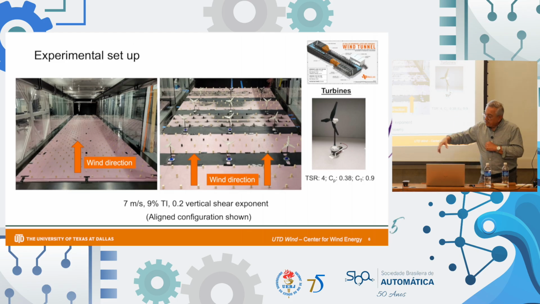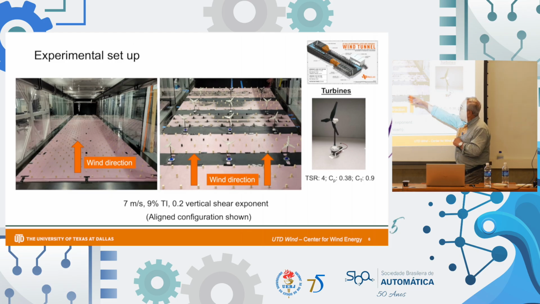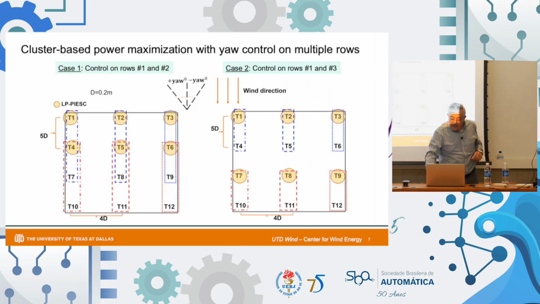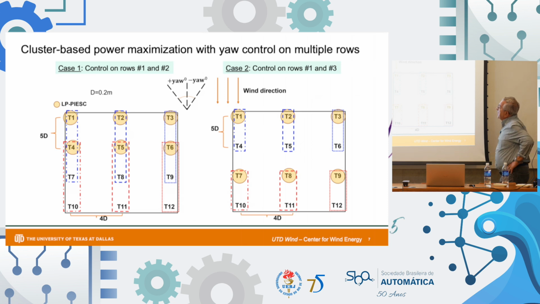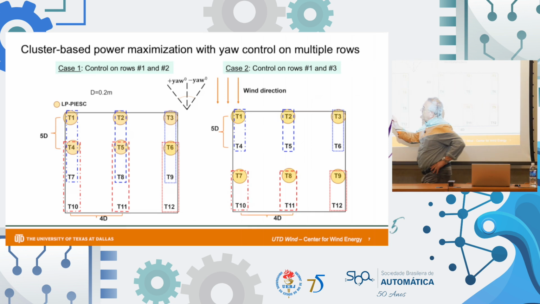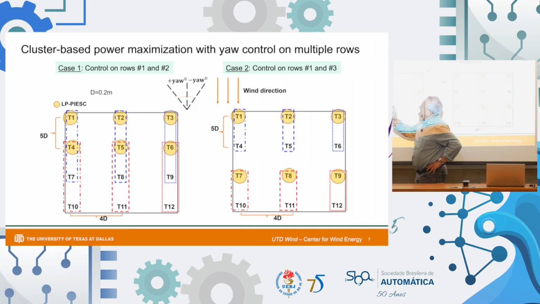So we've done so many experiments with these, and this is an aligned configuration. We also did configurations where we stagger them, and I may show you some of that. So how do we form the clusters? In this case, we're going to put an extremum seeker in each of the turbines.